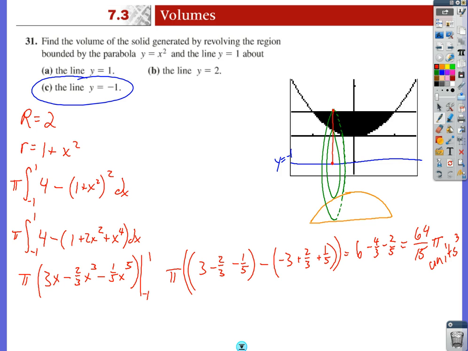On this particular one, what made it difficult was that my big radius was always 2. No matter where I was at, my big radius will always be 2. What was my little radius this time? This time I wasn't subtracting something. This time this distance is always 1 plus a little bit more, and that little bit more was my function of x squared. Okay? Whew, these are good problems.